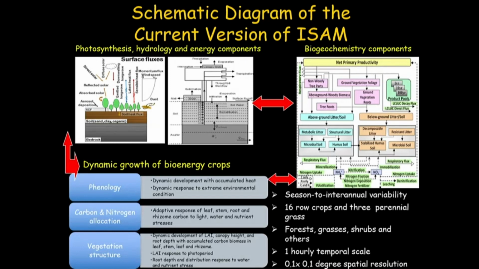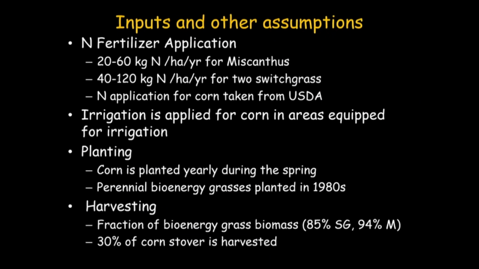But a few things which I also would like to mention, that we ran this model at a 0.1 by 0.1 degree resolution over the entire US, run at a 1 hourly time scale, and include almost everything which we expect to include in terms of calculating the productivity. A few things which I also would like to mention, some input variables. There are some requirements when we grow these crops, not once it is grown. The very first year we have to apply the nitrogen when we grow these energy crops, and here are the numbers, okay. We don't irrigate the energy crops, but we irrigate the corn wherever it is being irrigated in the US, and we plant corn every year, but in the case of energy crops we plant only once, in the 1980s, and then we harvest every year and then it regrows next year, okay.